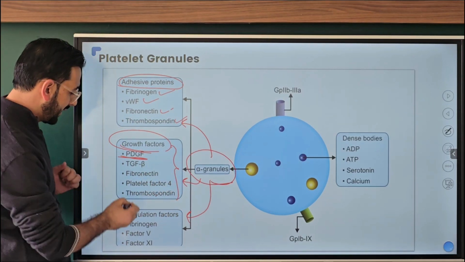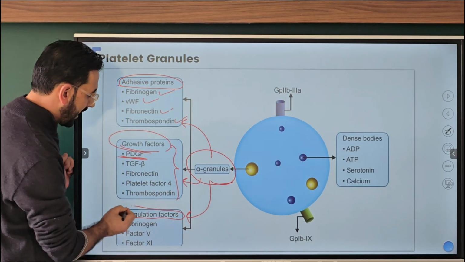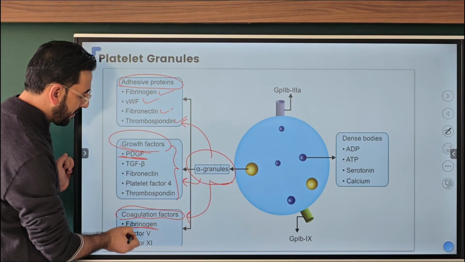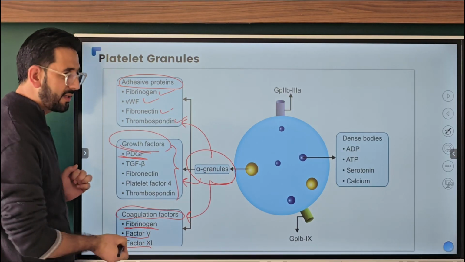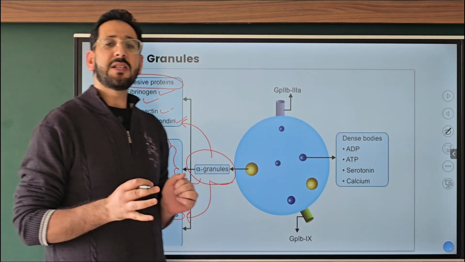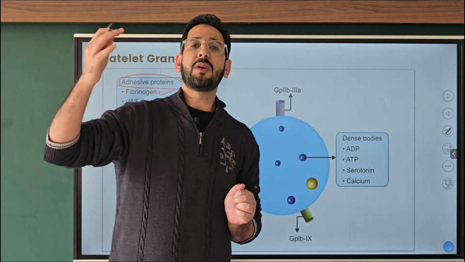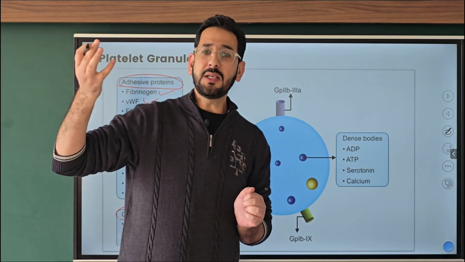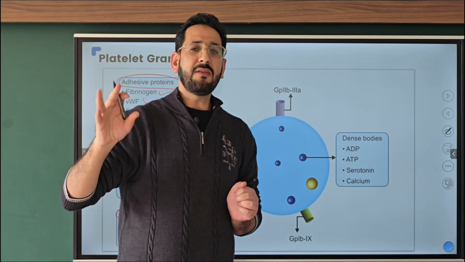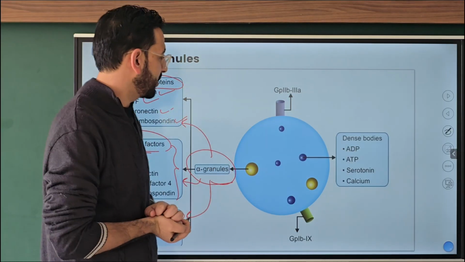The third thing is the coagulation factors, for example, fibrinogen, factor 5, factor 9. These coagulation factors are included in the 13 clotting factors that are very, very important for the process of coagulation.